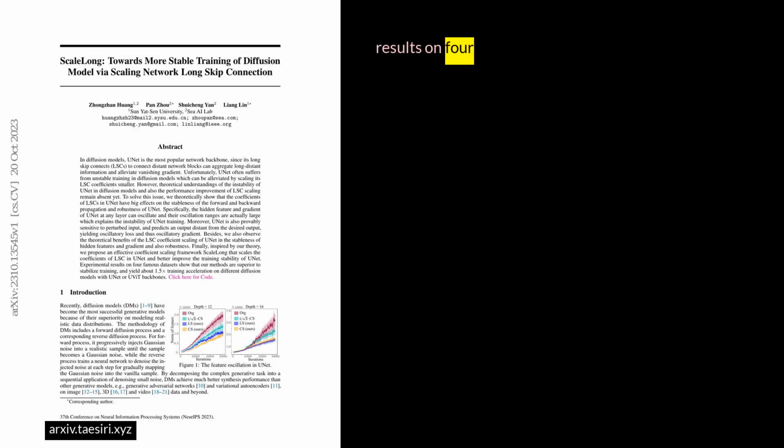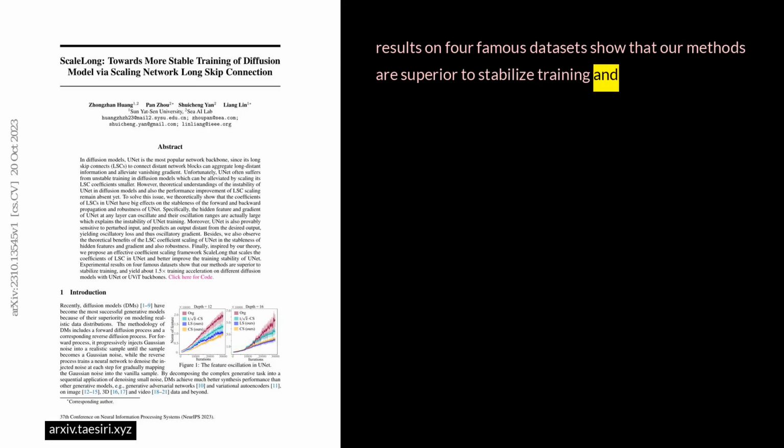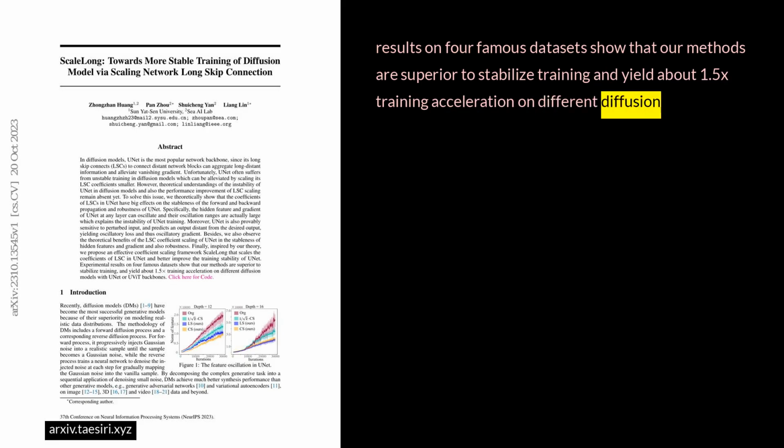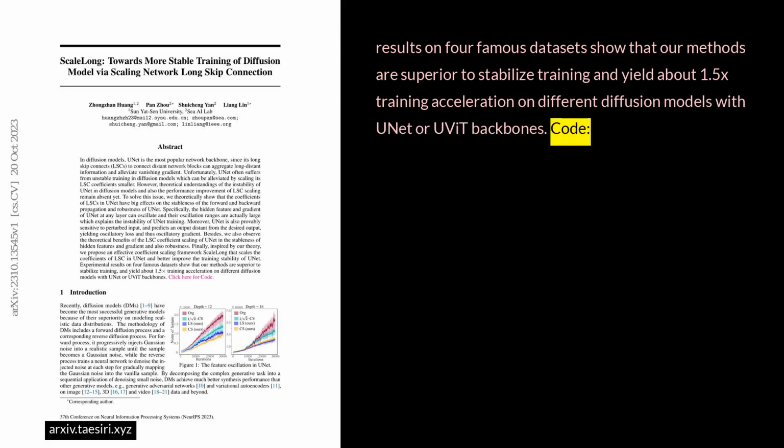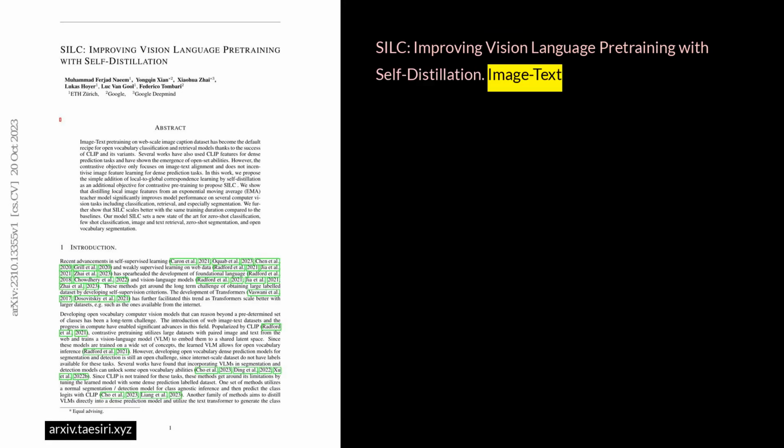Experimental results on 4 famous datasets show that our methods are superior for stabilized training and yield about 1.5x training acceleration on different diffusion models with UNet or UViT backbones. Code, project website. SILC: improving vision language pretraining with self-distillation.